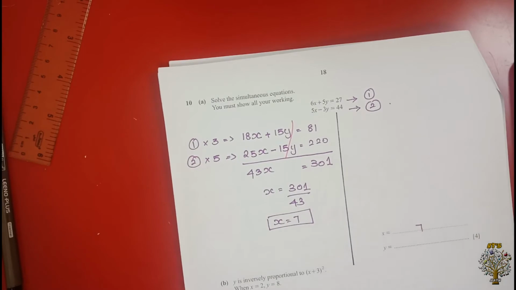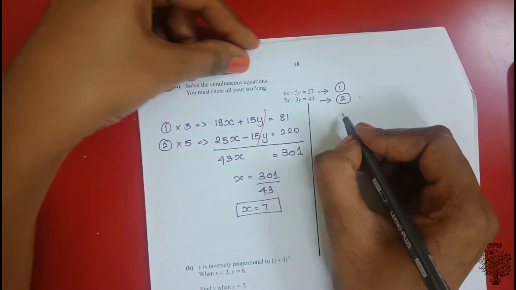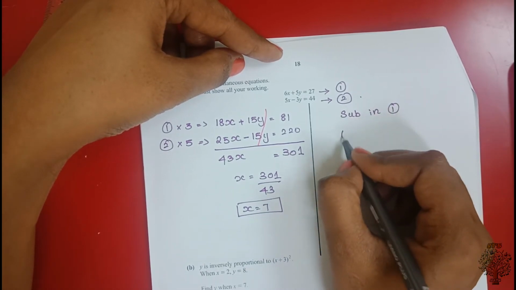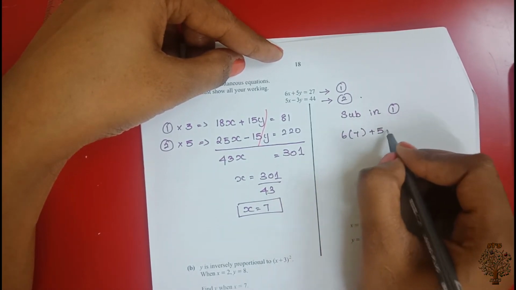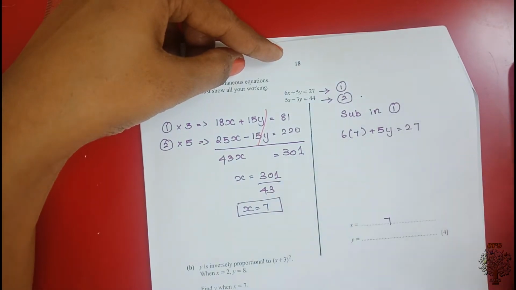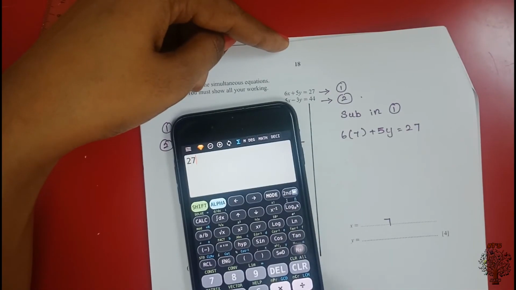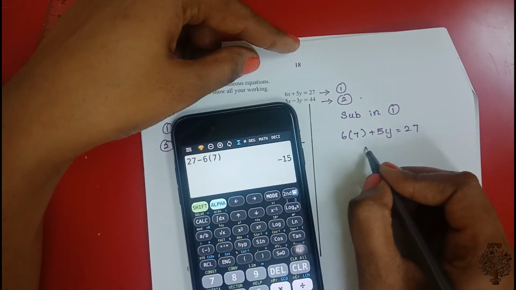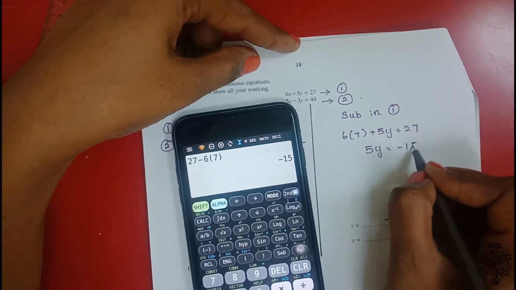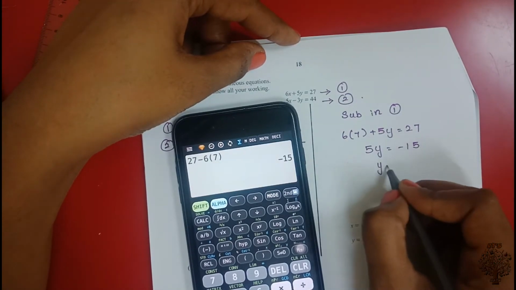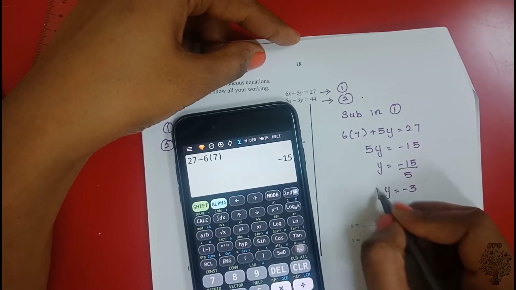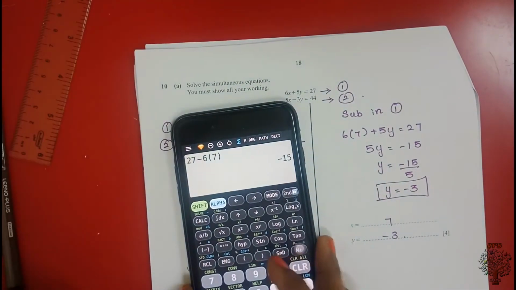I can substitute here. Now the next one, substitute x is equal to 7, either in 1 or 2, it's up to you. I'll go for 1. So 6 multiplied with 7 plus 5y is equal to 27. I can just take 27 minus 6 multiplied with 7. Hope you can understand why I am taking the whole term to the other side. It will become negative. 5y is equal to negative 15. I can go for taking 5 that side. Negative 15 by 5, that gives us negative 3. We have negative 3. Okay.